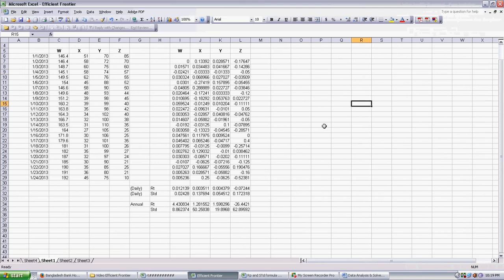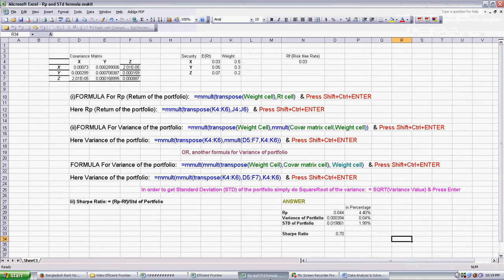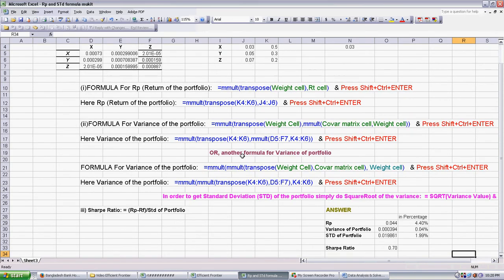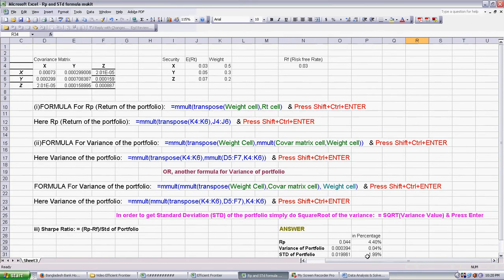Okay, so this is the formula. There are three formulas. The first one is the formula for finding the return of the portfolio, and the second one is the formula for finding the variance of the portfolio. Okay. So I think you can see it here, here is the data. It is the hypothetical data we have put here.